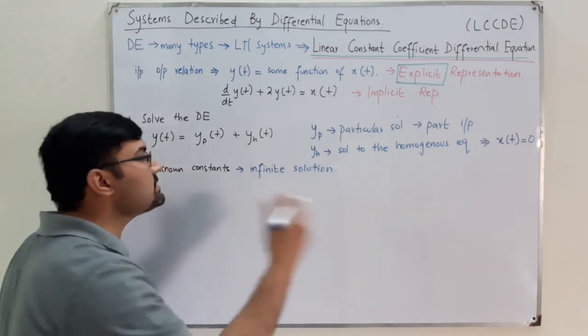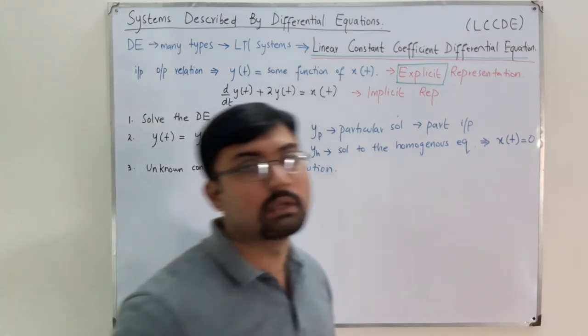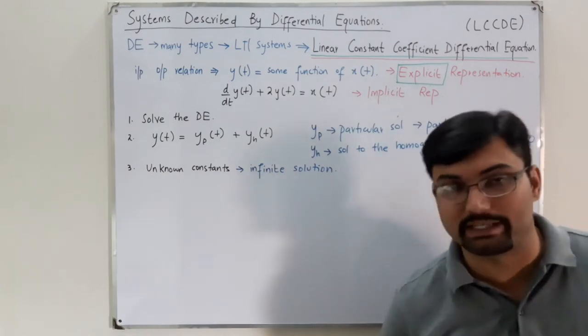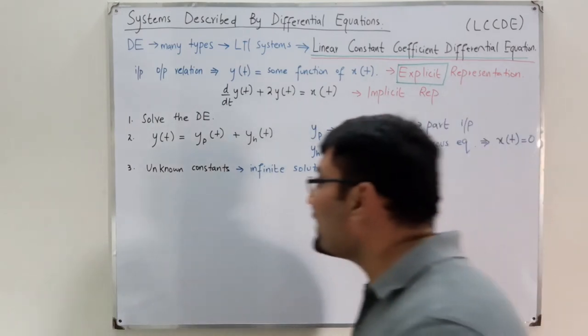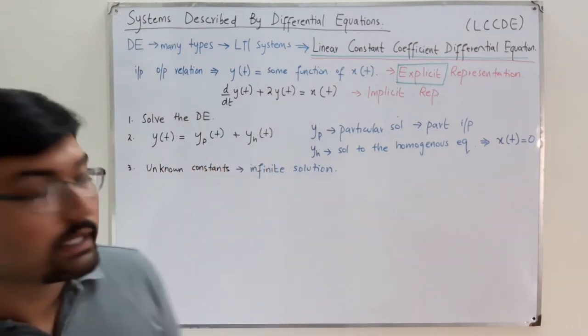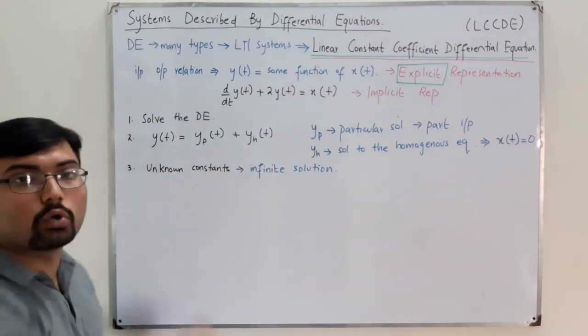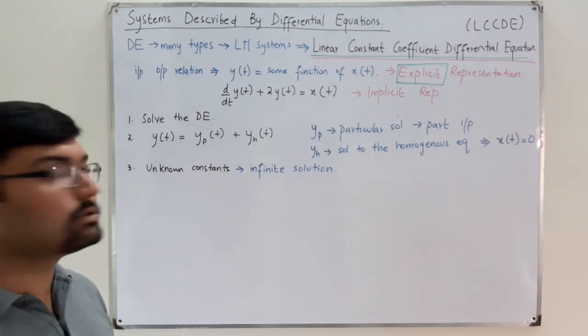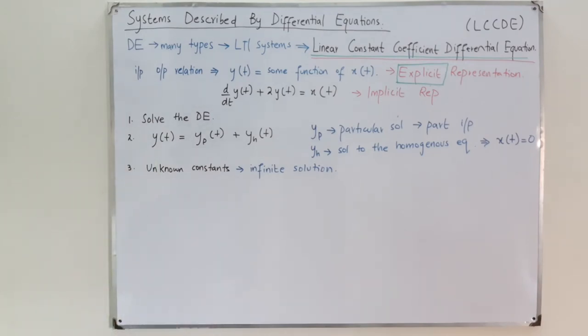But the system is what? The system is a single system. It would have only one property, not infinite properties. So it should have one solution, which means that it should have one unknown constant. The value of the unknown constant should only be one, a single value.